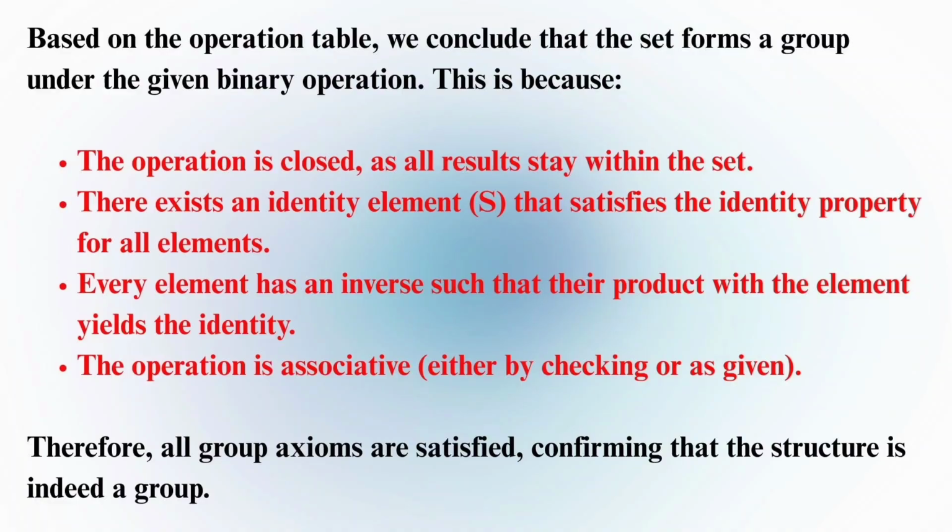Based on the operation table, we can conclude that the set forms a group under the given binary operation. This is because the operation is closed, as all results stay within the set. There exists an identity element, and inverse elements also exist. And lastly, the operation is also associative. Therefore, all group axioms are satisfied, confirming that the structure is indeed a group.